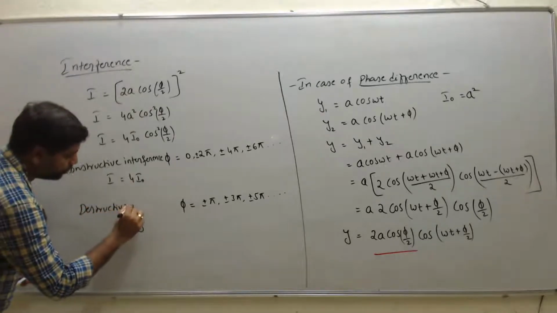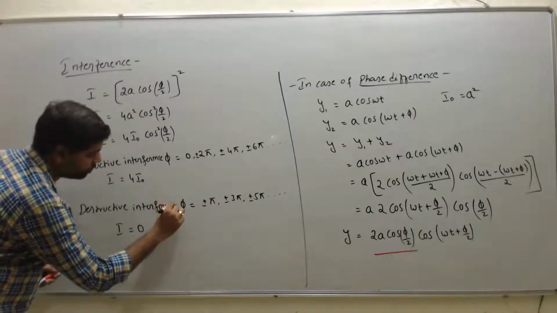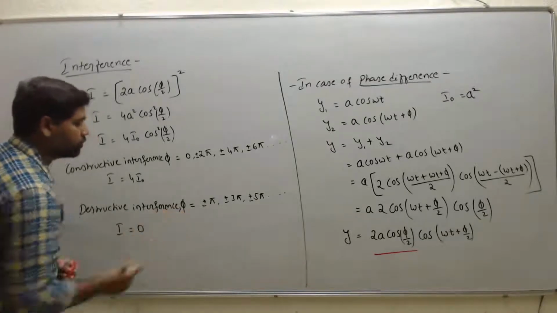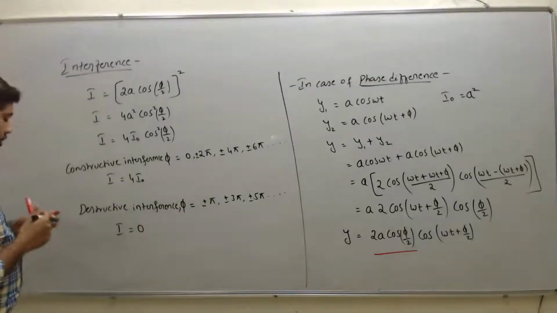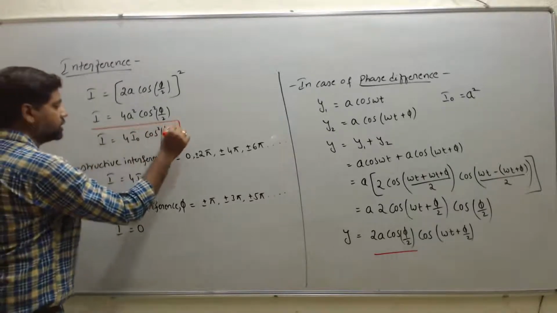So if intensity I is equal to 0, then the interference we call as destructive interference, right? So that condition is the main one for the phase difference.